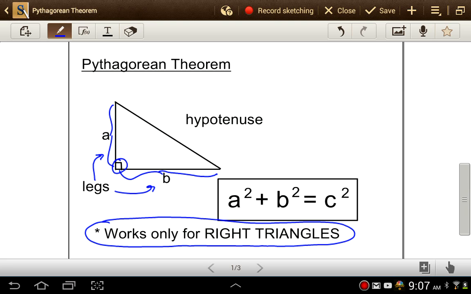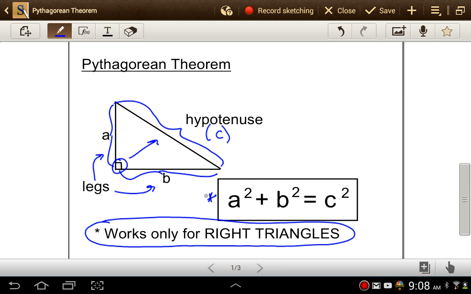The other side, which is side C, is called the hypotenuse, and that's the side opposite the 90-degree angle. So the hypotenuse, the side opposite the 90-degree angle, is C, and that one has to be C. A and B are interchangeable, but the hypotenuse must be C. The formula that we can create is A squared plus B squared equals C squared. So that is the formula. That's the Pythagorean Theorem: A squared plus B squared equals C squared.